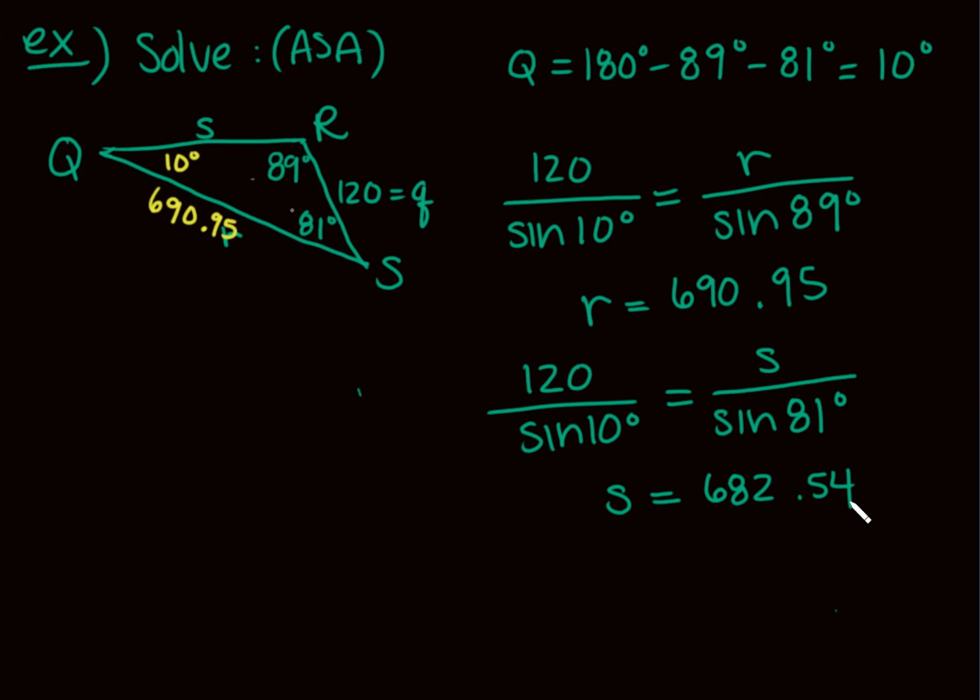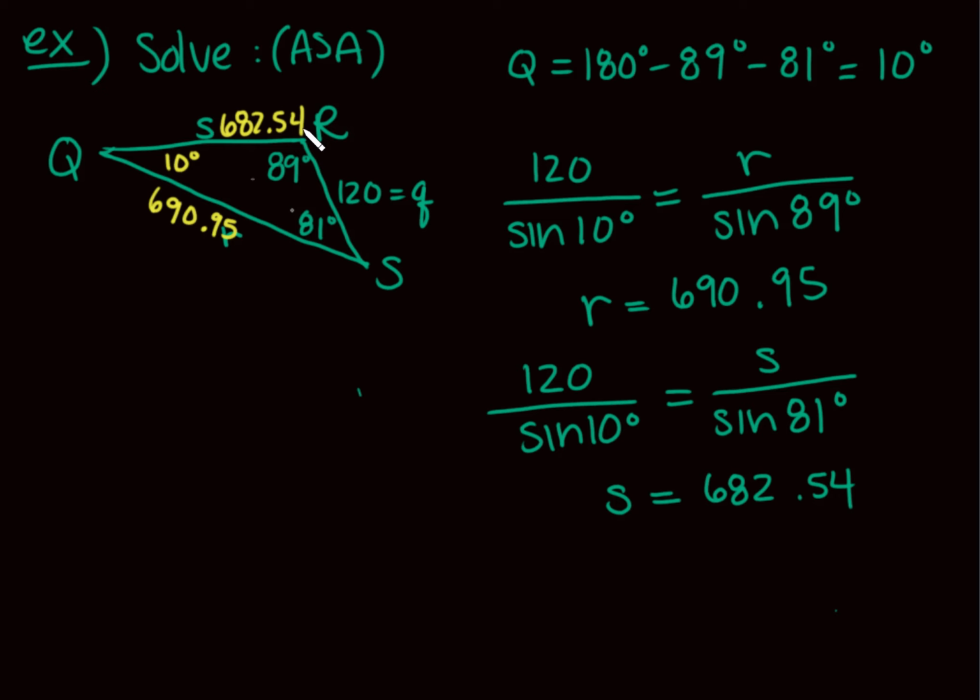0.54. Okay, so S is 682.54. And I've solved the triangle. I have all of the sides and angles. Okay, those were the easy cases. So the easy cases were angle, angle, side, and angle, side, angle.